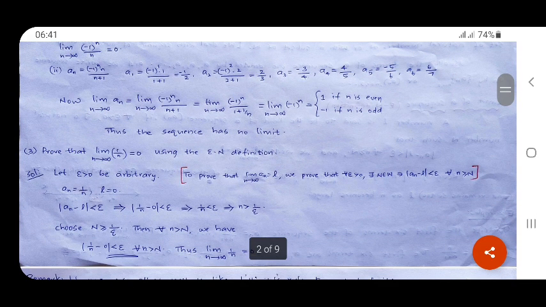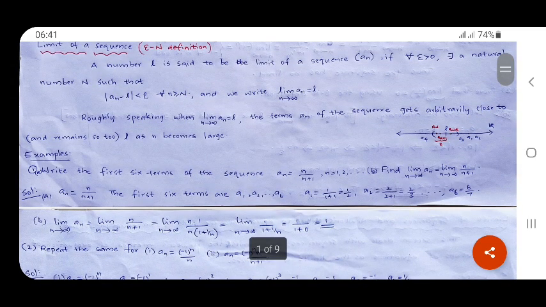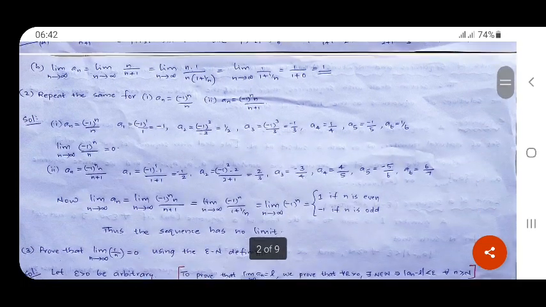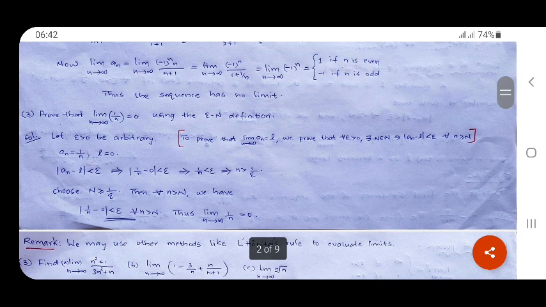Another example: prove that limit n tends to infinity 1 over n is equal to 0 using the epsilon N definition. So let us see what the epsilon N definition is. A real number L is the limit of the sequence an if for any epsilon greater than 0, you need to find a natural number N such that modulus of an minus L is less than epsilon for all n greater than or equal to N. So here an is equal to 1 by n and L is equal to 0. So let epsilon greater than 0 be arbitrarily given.